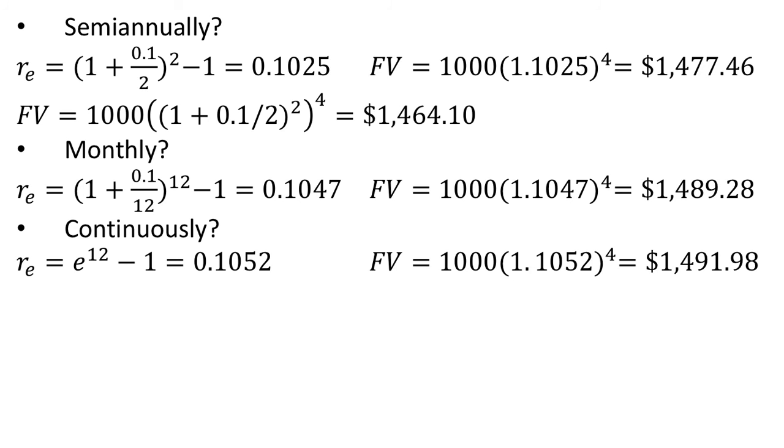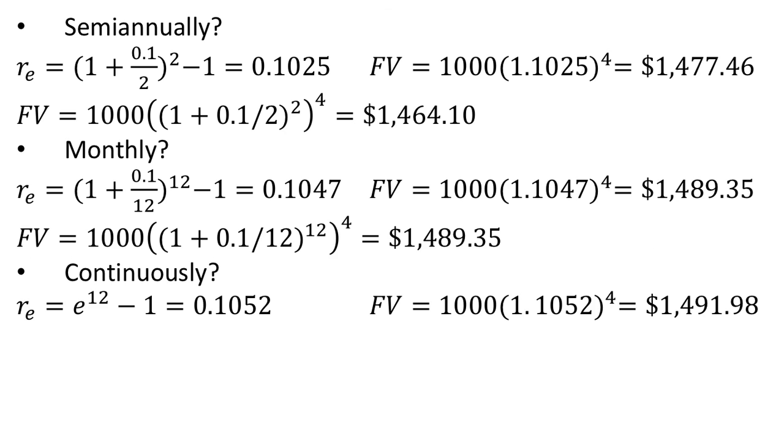Here it is. It'd be 1,000 times 1 plus 10% over 2 to the second power to the fourth power. And right there you get 1464.10, which is not matching up with the 1477.46. I'm not sure what's going on in the slide. This is odd. Anyway, let's keep moving here. The numbers should match up. Okay, let's look at the monthly slide. They match there. There you go.